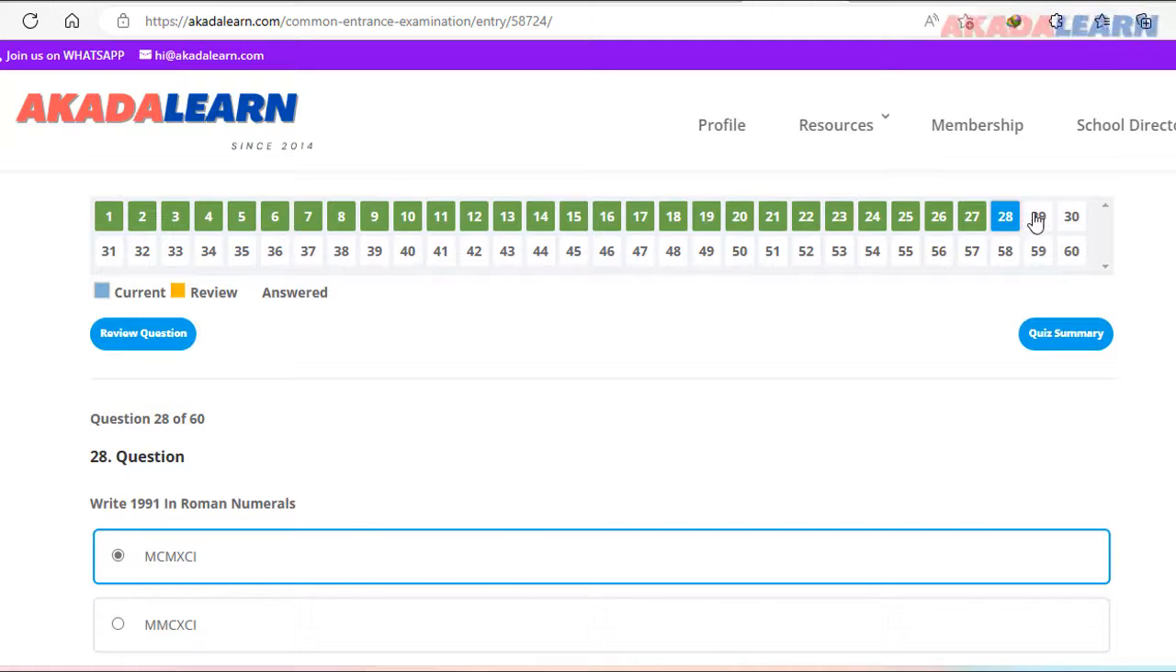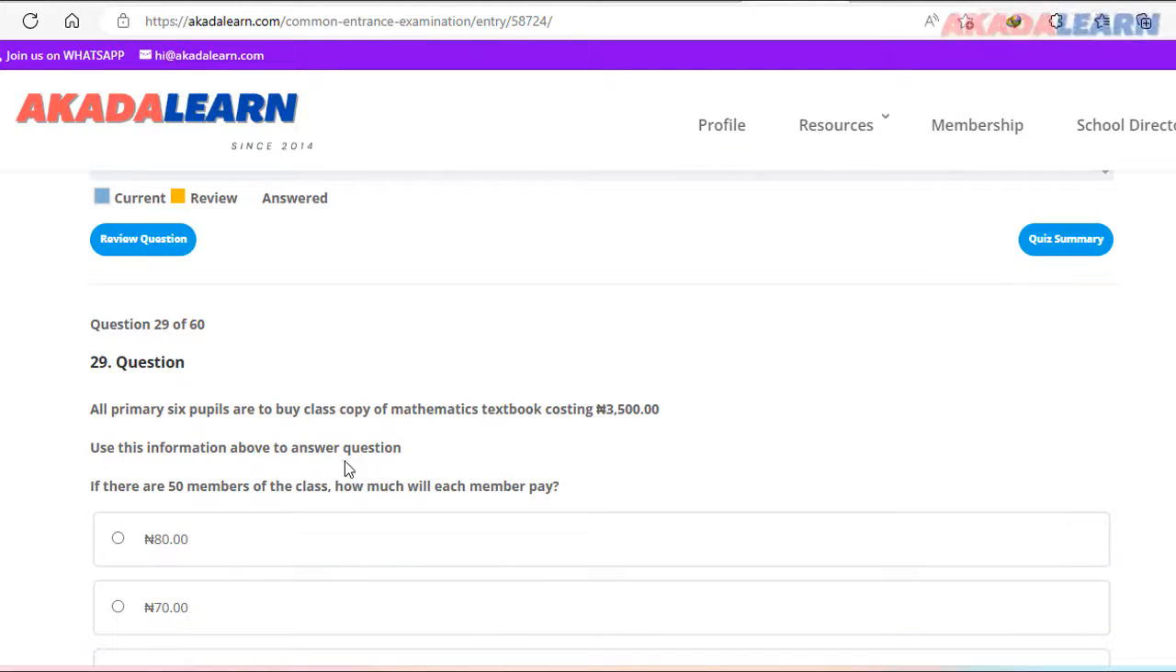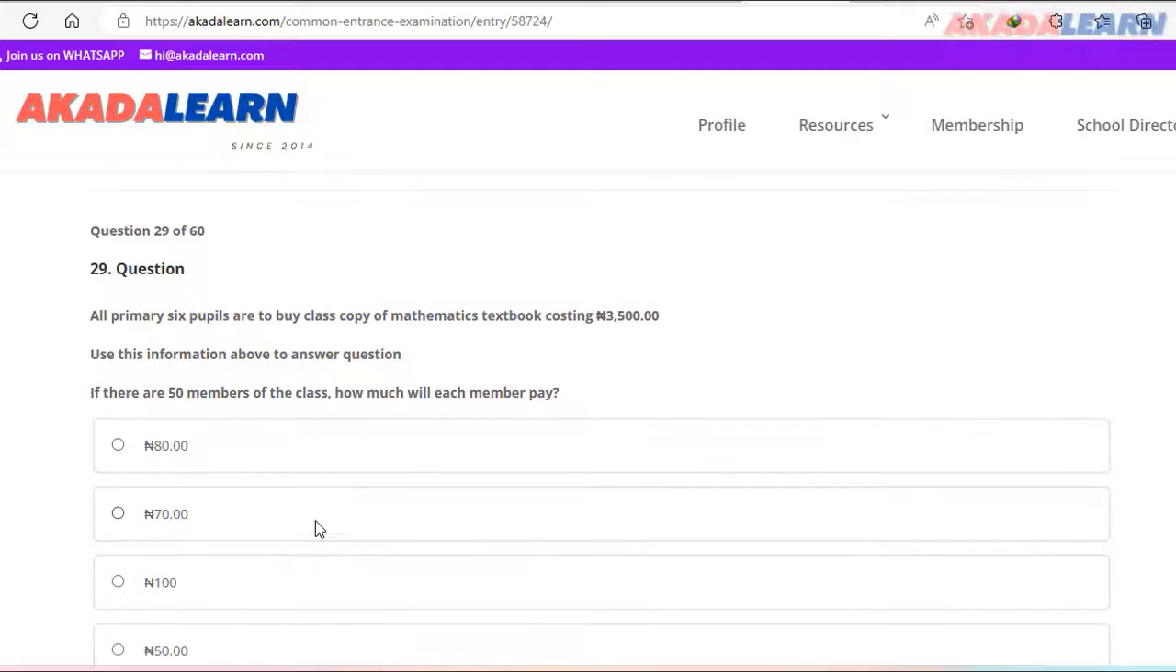Right, so question 29. All primary 6 pupils are to buy a class copy of mathematics textbooks costing 3,500 naira. Use this information above to answer the questions. So the first question is, if there are 50 members of the class, how much will each member pay? So let's go to our video and see the answer to that.